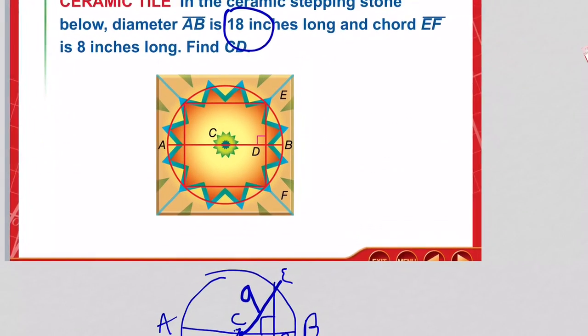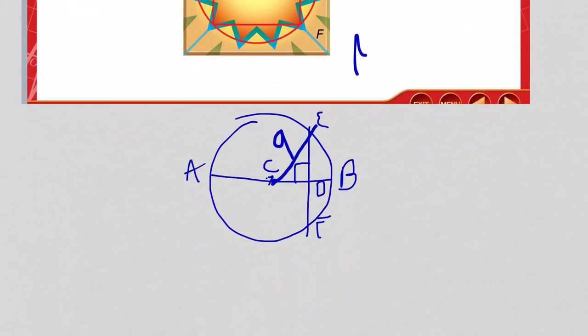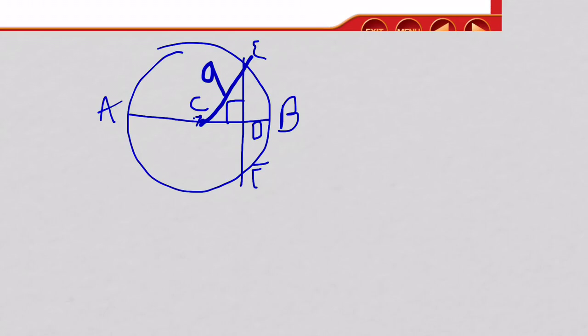The other thing I need to use is that chord EF is 8 inches long, from E to F. Well, I learned that when the chord and the radius are perpendicular, the chord is cut in half. So if the chord is 8, that means from E to D here is 4. Now all I have to do is put an X on that CD. So we're just learning some extra segments that you can draw in.